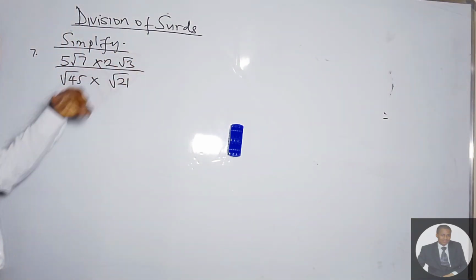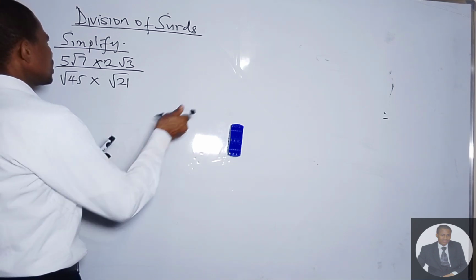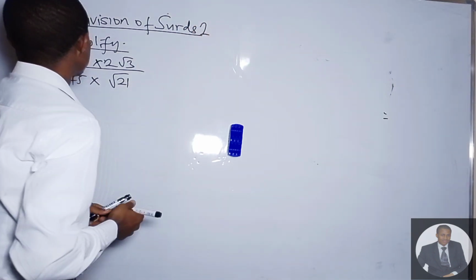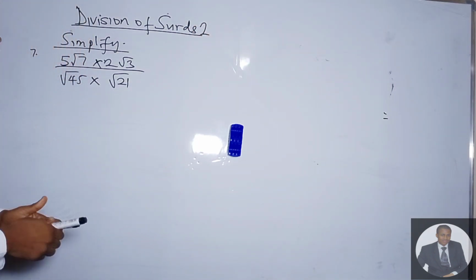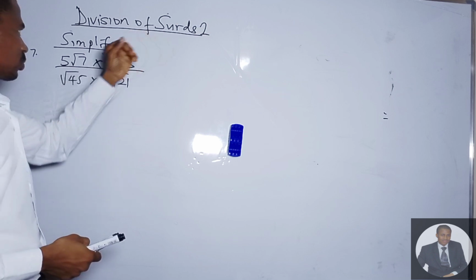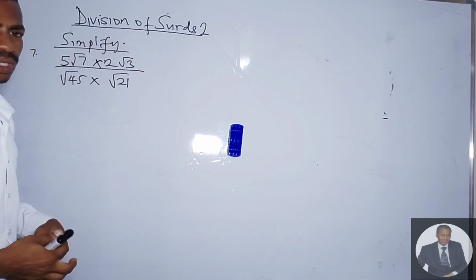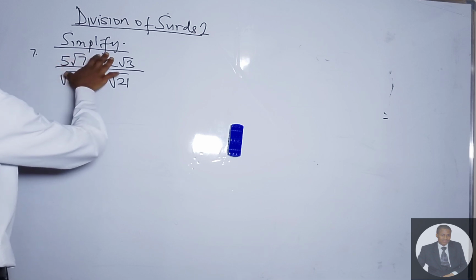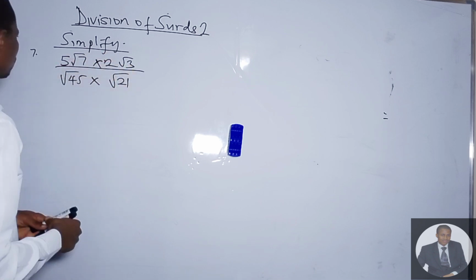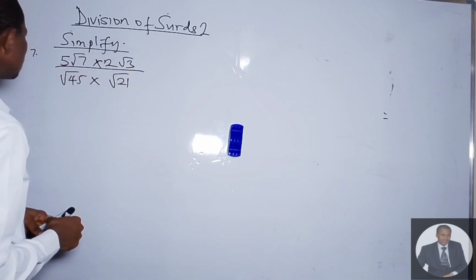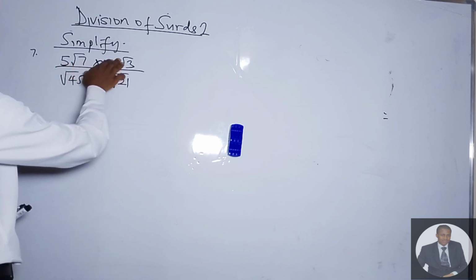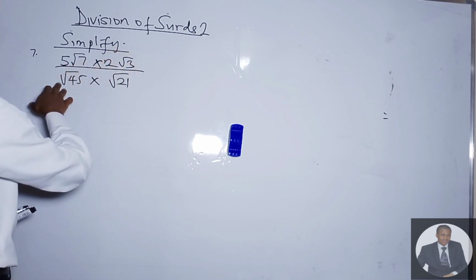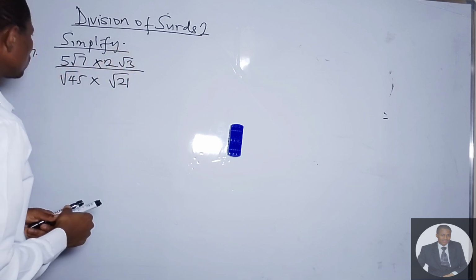Today we'll continue with our study on Surds, part 2 of it. We want to buttress how to divide Surds using further examples. Shall we continue? We have a question like this: simplify 5 root 7 times 2 root 3 over root 45 times root 21. How do we do this?